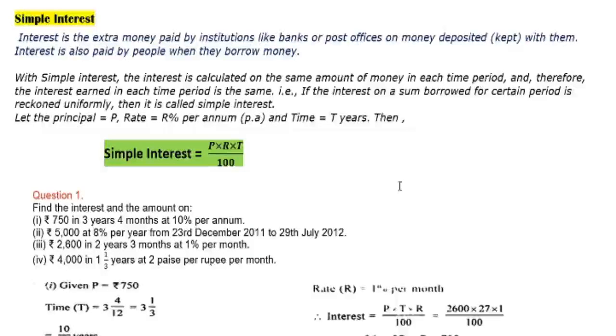When we deposit some money in a bank account, after some time period, it may be days or months, the bank will give some extra amount of money. This extra amount of money we call simple interest, or simply interest. And there are two types of interest. One is simple interest and the second one is compound interest.